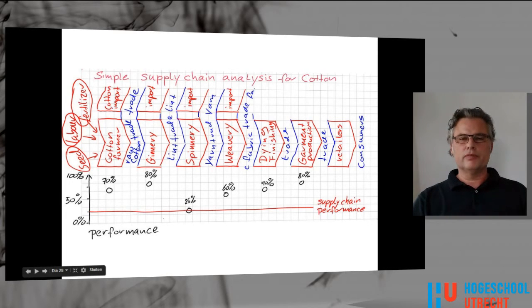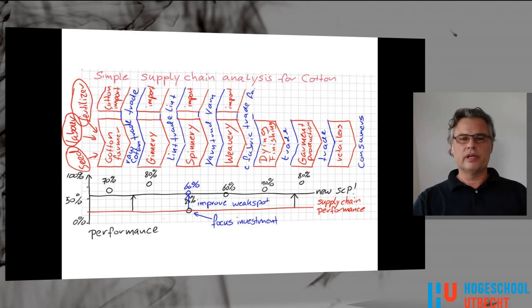Because the spinning mills perform so poorly at only 25% of the required level, the entire value web performs poorly at only 25% of the required level. Focusing your investment at the weak spot in the value web, the spinning mills, improves that weak spot, say from 25% to 60% of the required level, and therefore improves the performance of the entire value web.